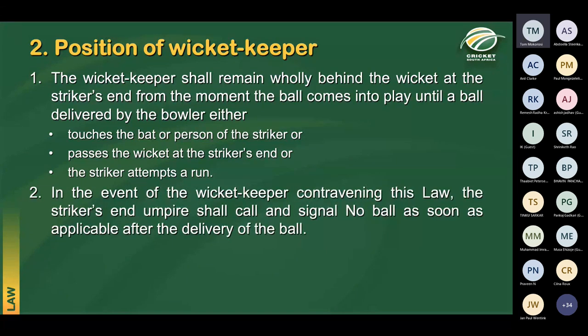In the event of the wicketkeeper contravening this law on position, the striker's end umpire shall call and signal no ball as soon as the delivery has been bowled and the umpire sees that the wicketkeeper has come in front of the stumps before any of the three points above have happened.